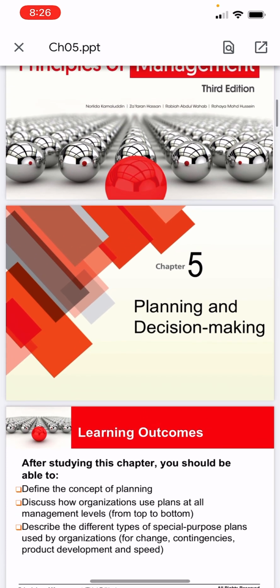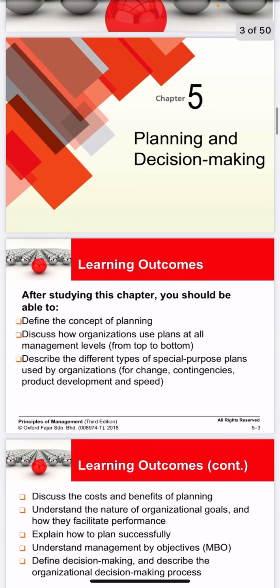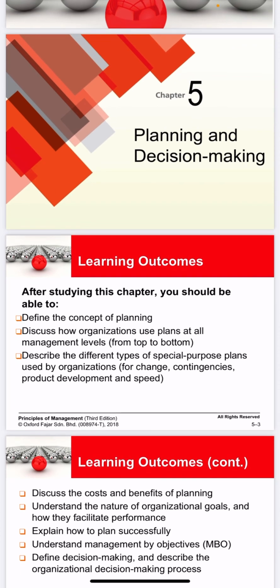Today we read chapter 3, but in the book it's stated as chapter 5. Basically, in our syllabus it is actually chapter 3, planning and decision making. So let's take a look at the several learning outcomes for this particular chapter.